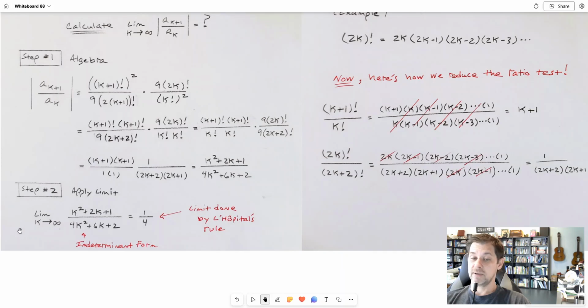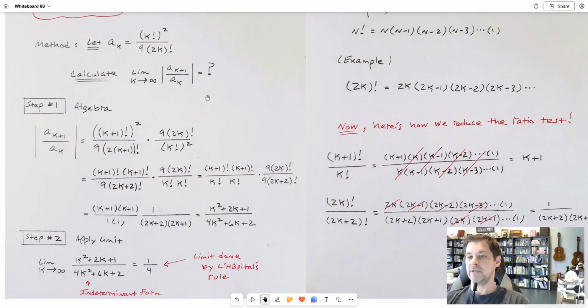So now I got the limit as k goes to infinity of k squared plus 2k plus 1 over 4k squared plus 6k plus 2. That is an indeterminate form of infinity over infinity. We use L'Hopital's rule to do that limit. I wasn't going to show that in this video as to not give you too many details, but if L'Hopital's rule or how this limit is done in general is something you get stuck with, then please reach out and we can talk about it. So it's 1/4, okay?